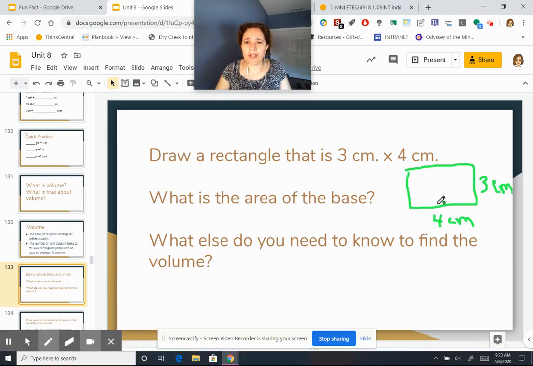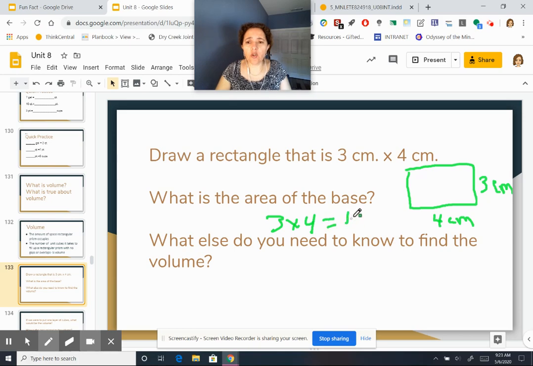Okay, I drew mine here on the side. I drew a rectangle that's about 3 centimeters by 4 centimeters. It's not exactly accurate, but that's okay. Okay, so I drew my longer side, I made it 4 centimeters. What's the area of the base? So if I had this and I wanted to find the area, what would I have to do? That's right. I would need to multiply 3 times 4 because area equals length times width, right? So that's 3 times 4.